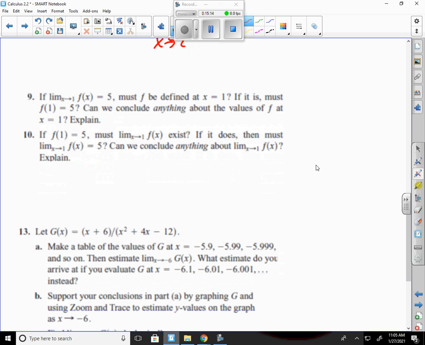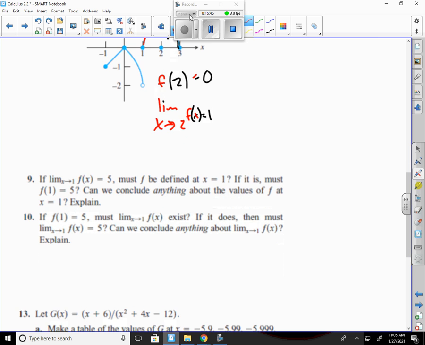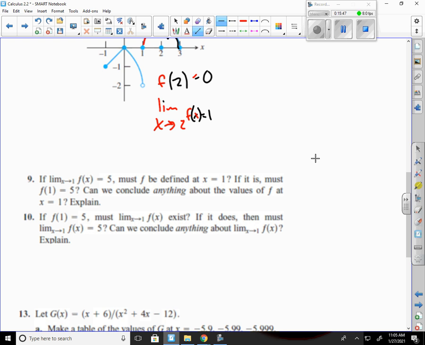Number 9. The limit as x approaches 1 of f of x equals 5. Must f be defined at x equals 1? If it is, must f of 1 equal 5? The answer to this is no. It doesn't have to be defined at x equals 1. And it's kind of like this example up here. Just because we have a limit going to 5, doesn't mean that we have to have a point there. And if I wanted to describe this, I could draw my own example.